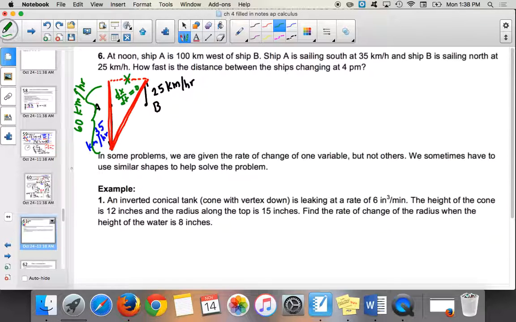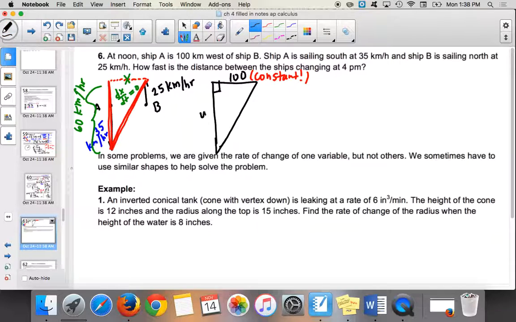Sorry, that's super tiny. Why wouldn't there be like a horizontal distance between them? Because it started out 100 kilometers apart, so this was 100, and so it's still that 100. So that's constant. Yeah, so you can just leave it in there.